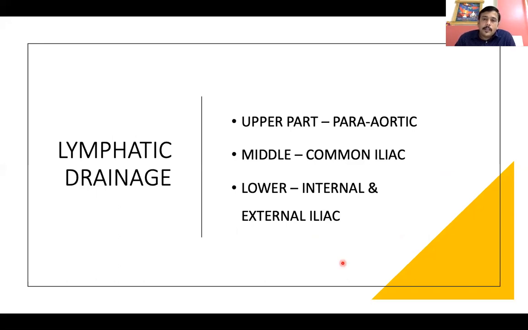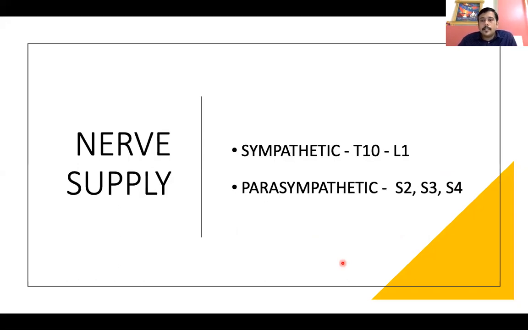Lymphatic drainage: the upper part by the para-aortic lymph nodes, the middle part by the common iliac group of lymph nodes, and the lower part by the internal and external iliac group of lymph nodes. Nerve supply: sympathetic by T10 to L1 segments, parasympathetic by S2, S3, and S4.